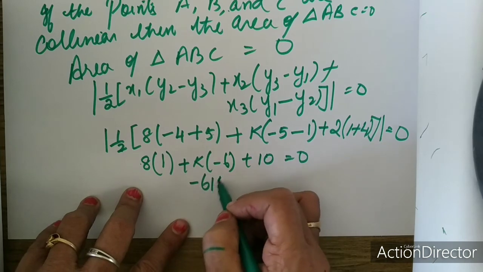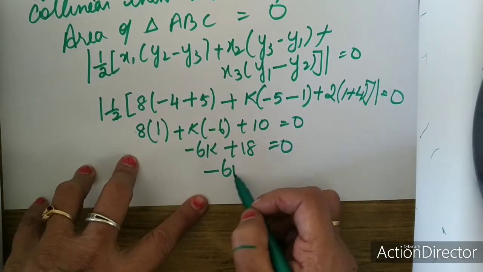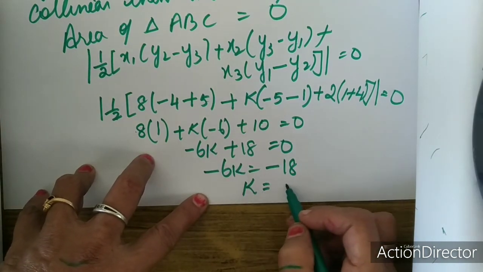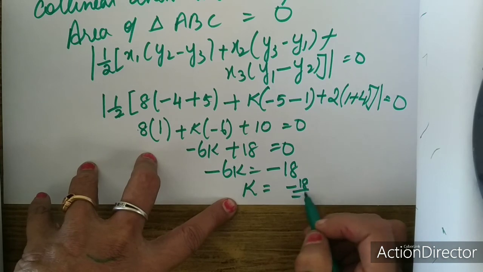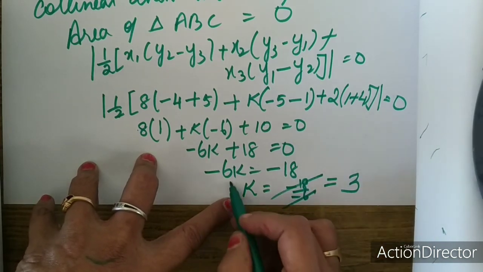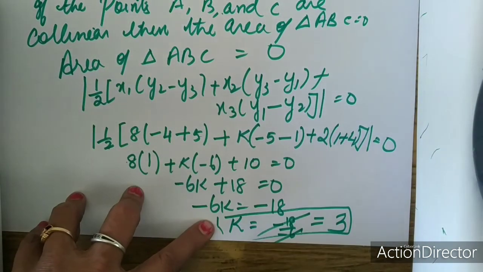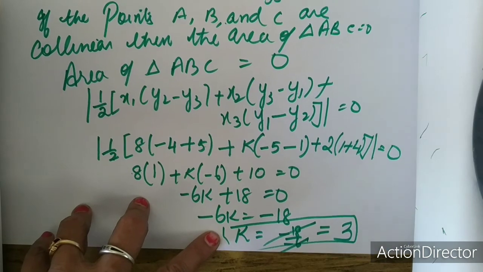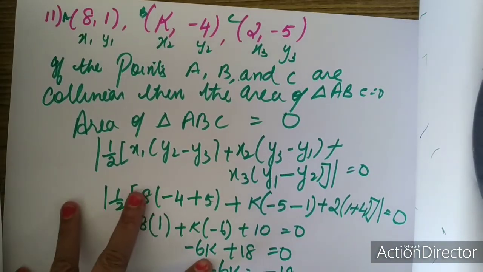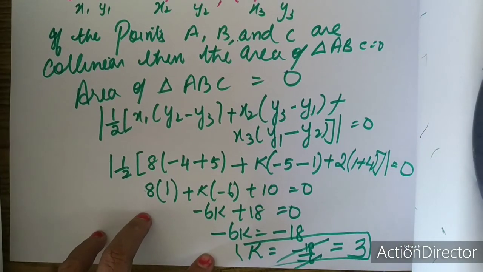So minus 6k plus 18 equal to 0, or minus 6k is equal to minus 18, or k is equal to minus 18 divided by minus 6, which is equal to 3. So this is the value of k where the 3 points A, B, C are collinear. So whenever you get a question of collinear, do it by the area formula method. It will be very easy instead of doing it by distance formula.